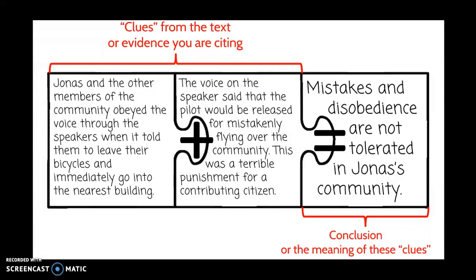We can conclude that mistakes and disobedience are not tolerated in Jonas's community. We are making an inference here because nowhere in the text does it say that mistakes and disobedience are not tolerated. We can use evidence from the story to figure this out.